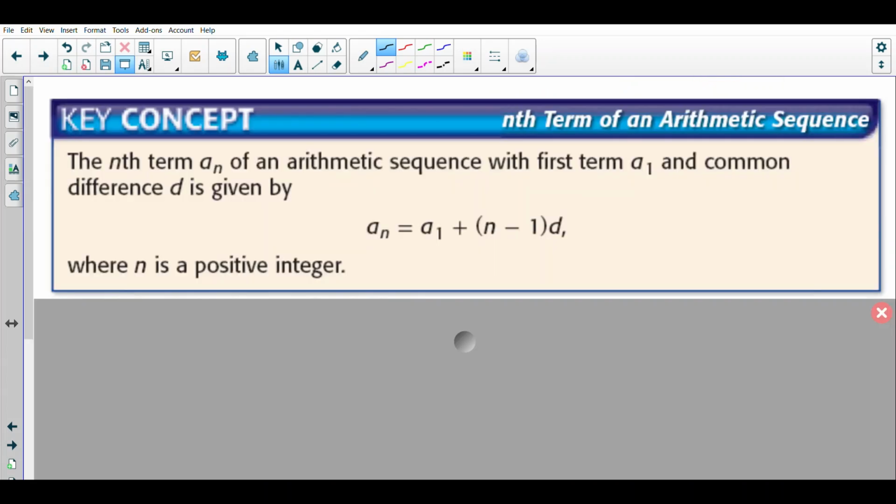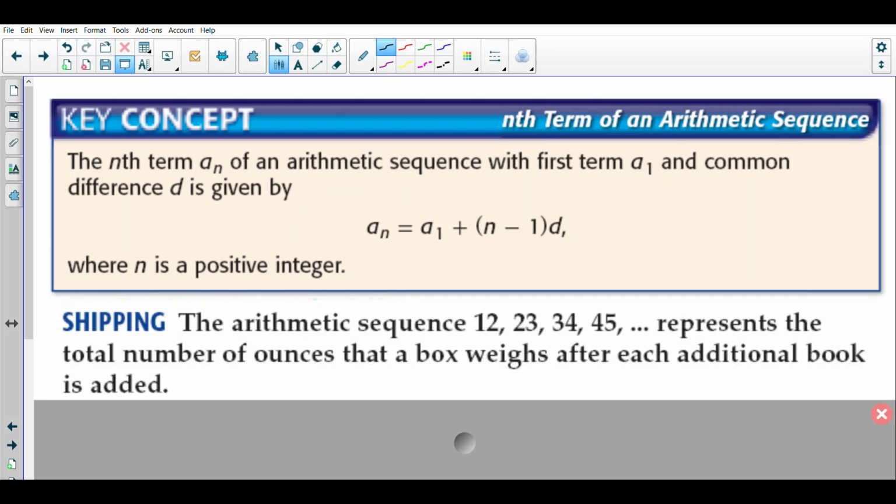Okay, so now this is the final slide here. The nth term, a sub n, of an arithmetic sequence with first term a1 and common difference d is given by the formula a sub n equals the first term a1 plus the quantity n minus 1 times the common difference, where n is a positive integer. So what we want to show is, if we don't want to list out all the terms of the sequence, we can use the formula to find the nth term. If you want to find the 50th term, you can create a formula to figure out what it will be.